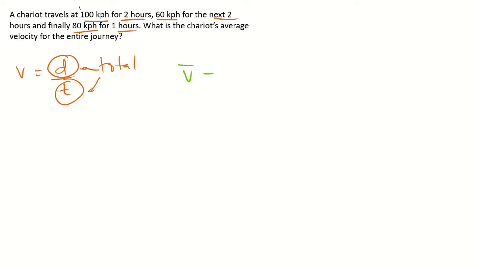So the average velocity is going to be 100 multiplied by 2. Okay, so a complete solution na lang. So 100 kilometers per hour multiplied by 2 hours plus 60 km per hour for 2 hours, and then plus 80 km per hour for 1 hour.